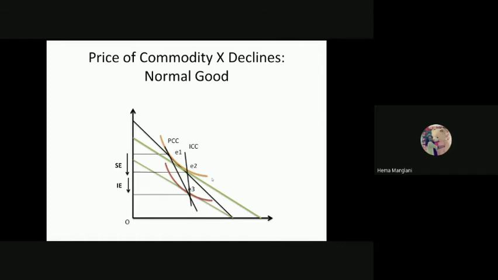Four cases we discussed. The price of commodity X is increasing, the price of commodity X is declining, the price of commodity Y is increasing, and the price of commodity Y is declining. And this is particularly showing all the cases related to normal goods. Any doubt in that?